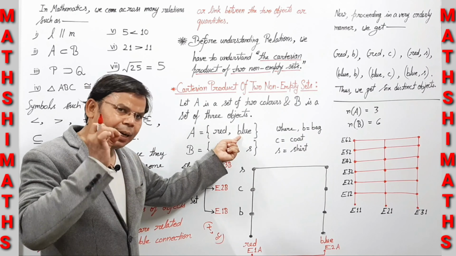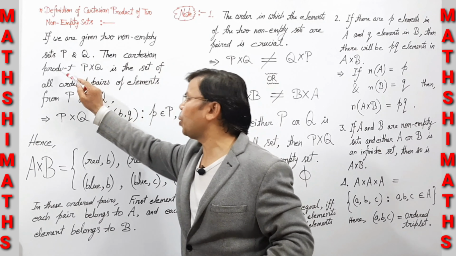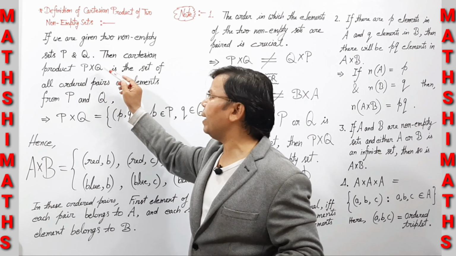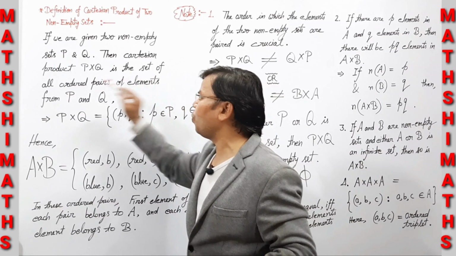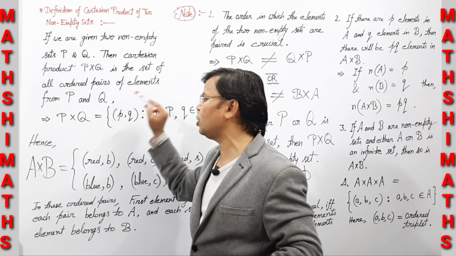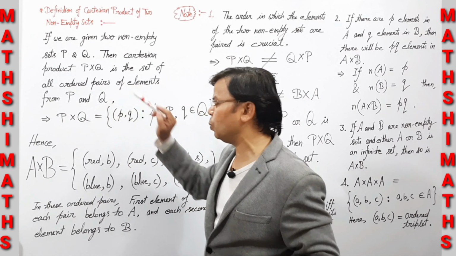So in this way we get the pairs in a very orderly manner while performing the operation of Cartesian product of two sets, set A and set B. Now we can define the Cartesian product of two non-empty sets. If we are given two non-empty sets P and Q, then the Cartesian product of P and Q is the set of all ordered pairs of elements from P and Q.